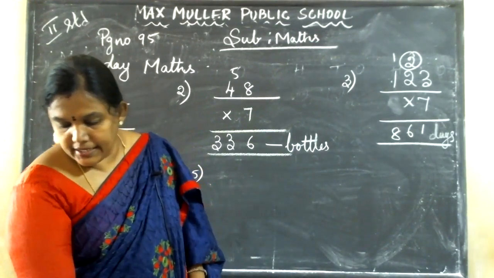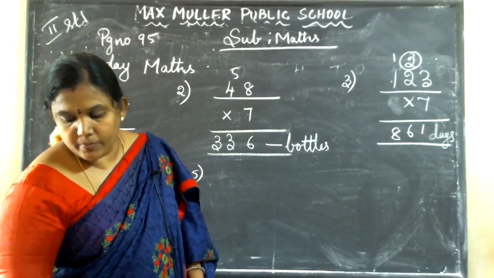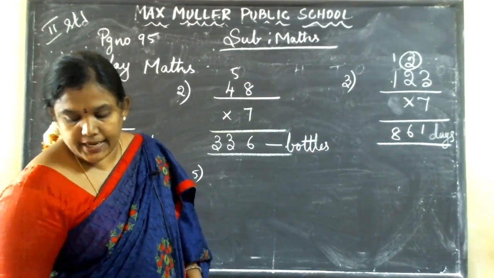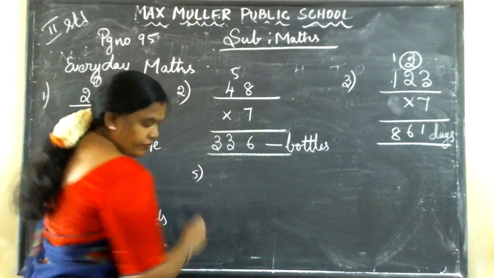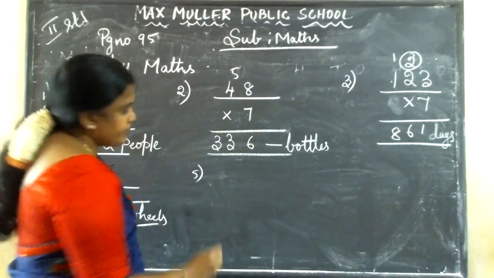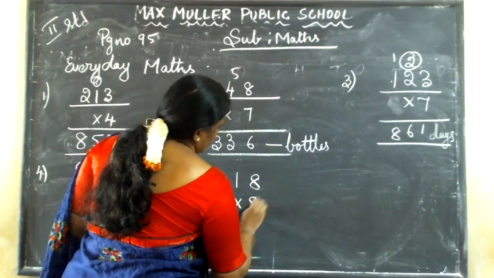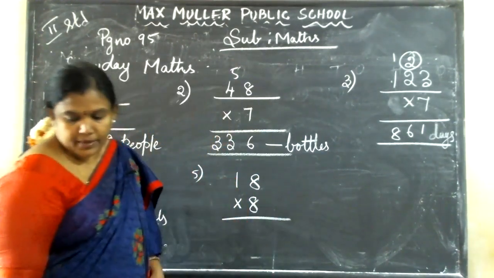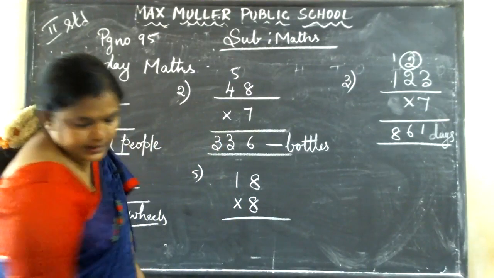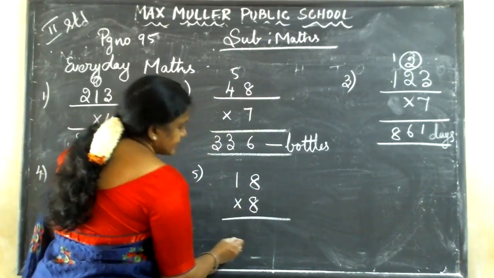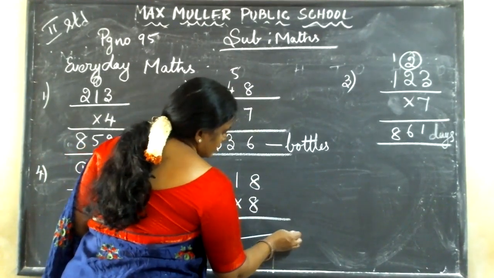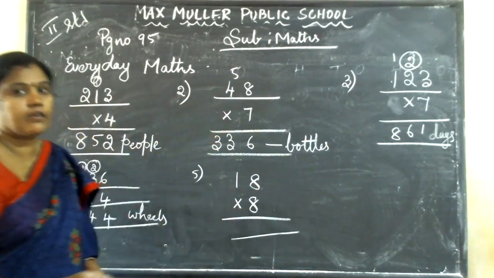There are 18 mangoes in one basket. How many mangoes are there in such 8 baskets? Number of mangoes in one basket, 18. In each basket, how many mangoes will be there? 8. So 8 8s are, 8 8s are how much, children?